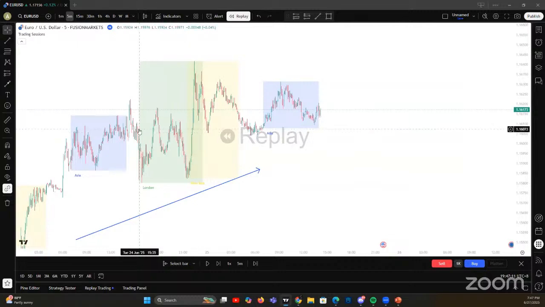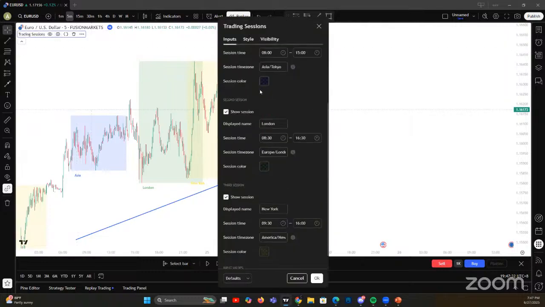Okay, and then London is at 3:30. You can all adjust this. And then there's an overlap between London and New York. And after that, Asia the next day. So that's the settings of that indicator.